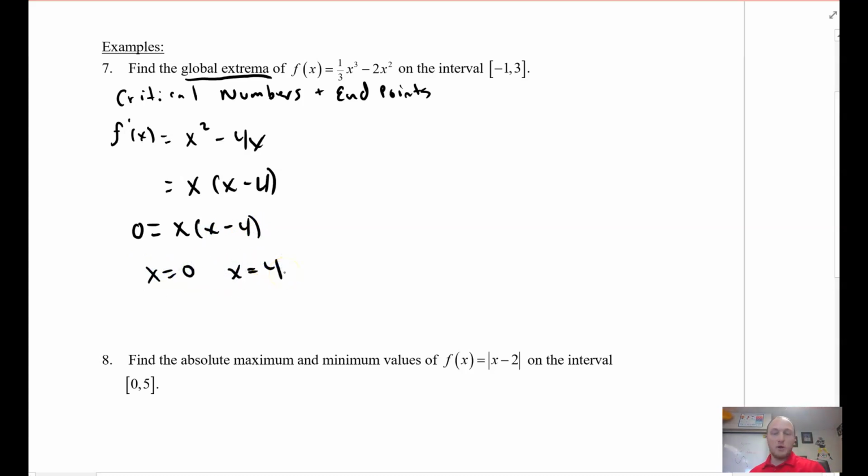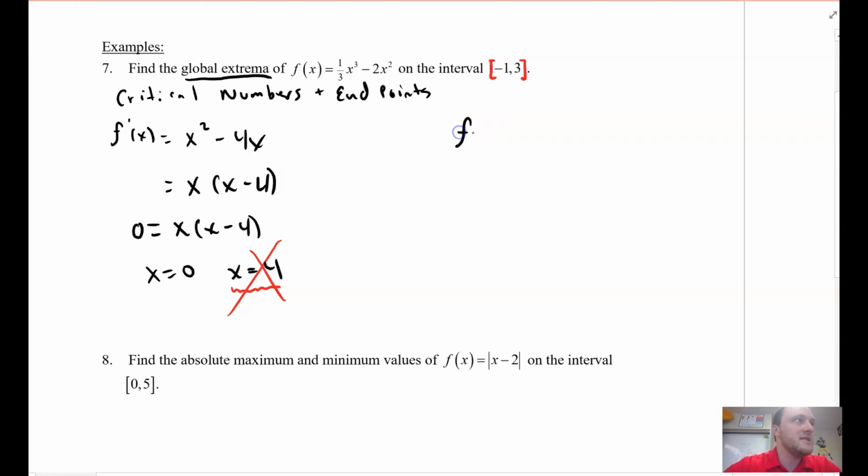So here are my critical numbers, and it's important to note that the interval is -1 to 3. So note how 4 is outside of that interval. So what do we do? Throw it out. Okay, so it's no longer a critical number. Okay, so I want the global extrema. So what we're going to do here is go ahead and plug in our critical numbers and our endpoints. Okay, so I'm going to test my endpoints.